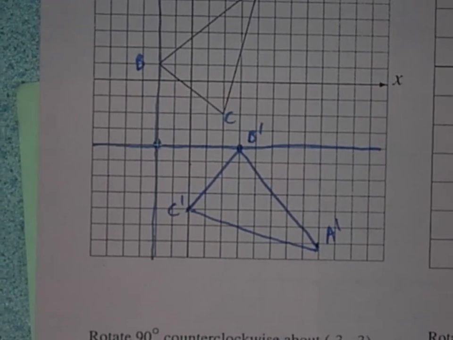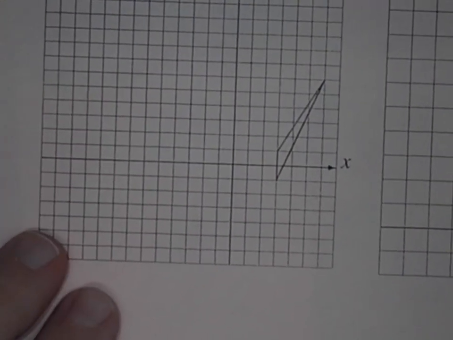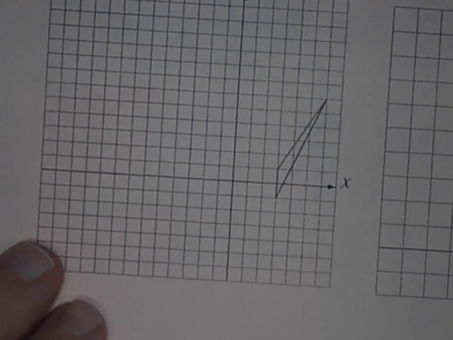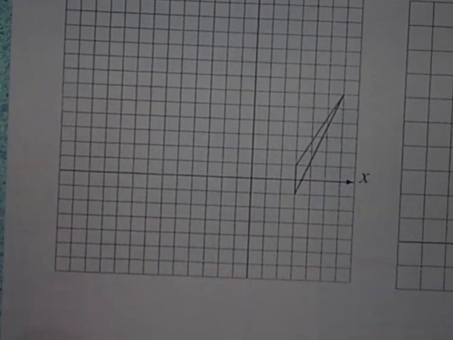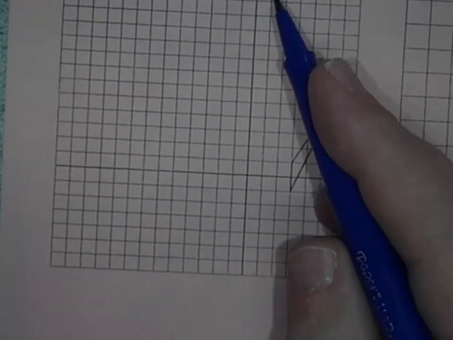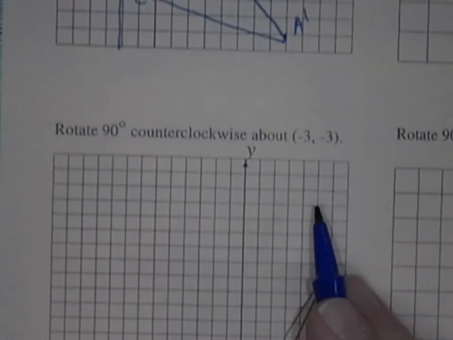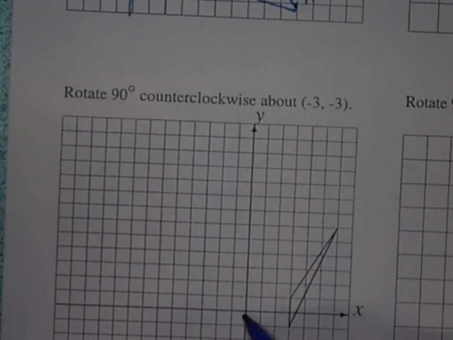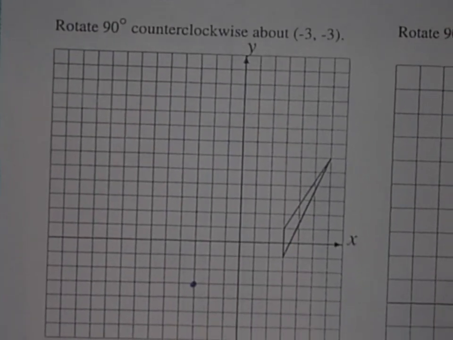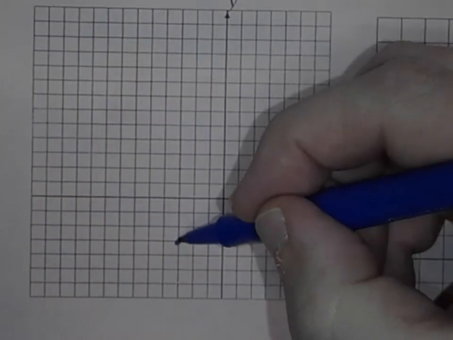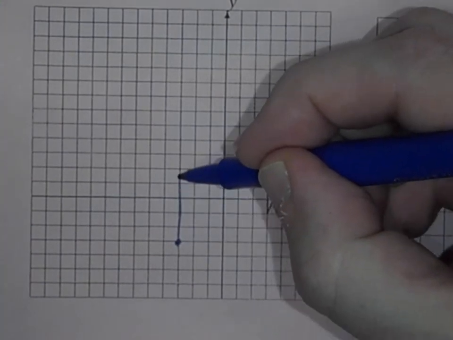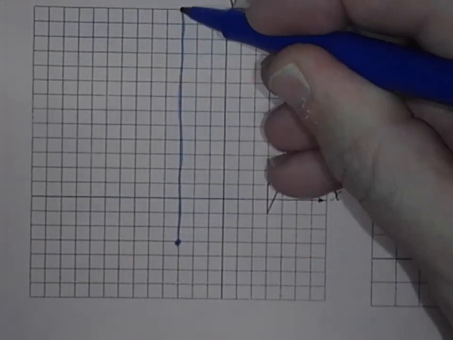Okay, let's try another one. Let's get this crazy. I don't even know if that qualifies as a triangle. I mean, it has 3 sides, so yes, it does. But okay, so this time our new point is going to be -3, -3. So I'm going to go over to -3. So 1, 2, 3, 1, 2, 3. There's my new point that I want to rotate around. So I'm going to make that my new origin, basically.